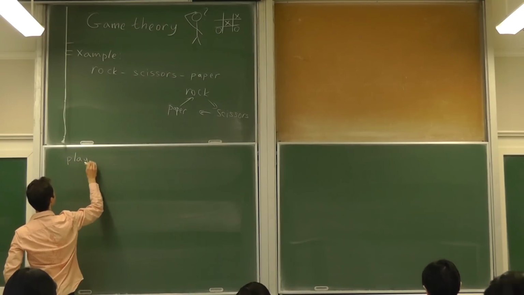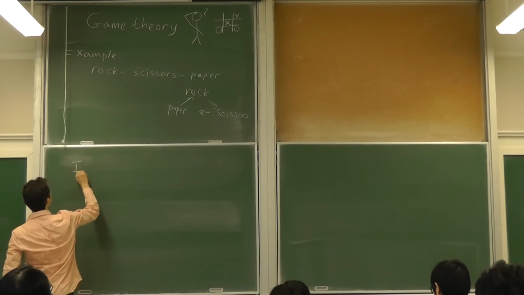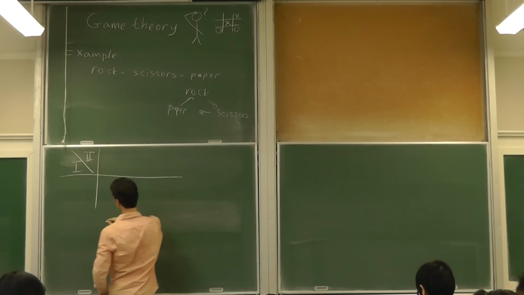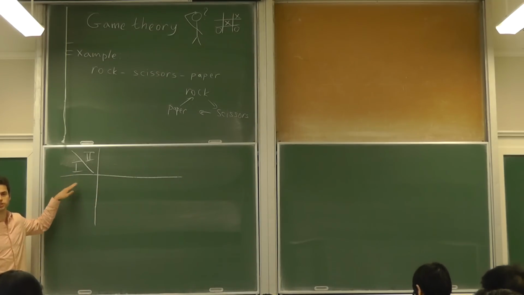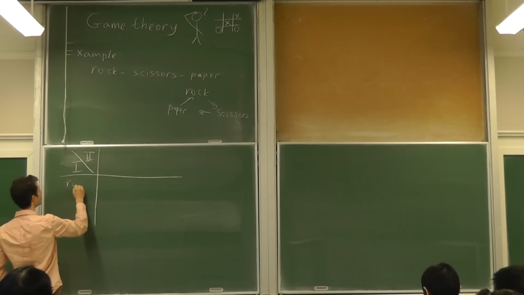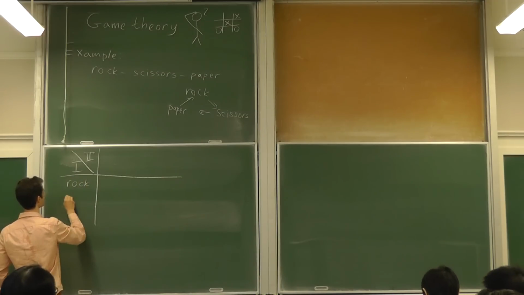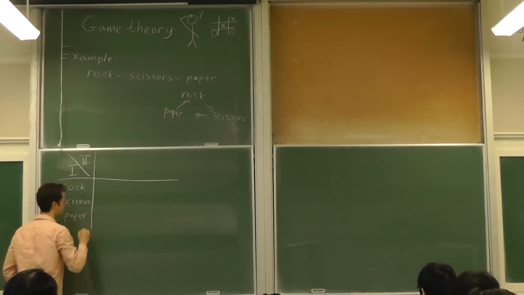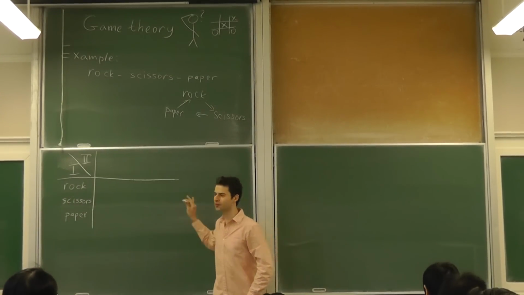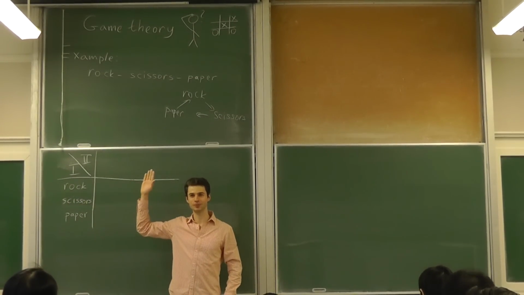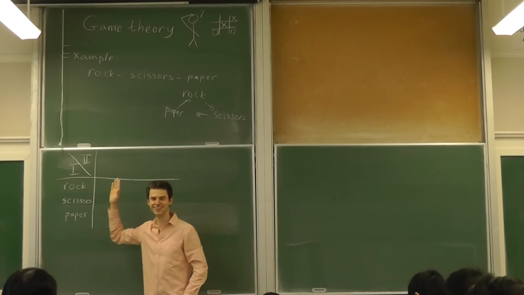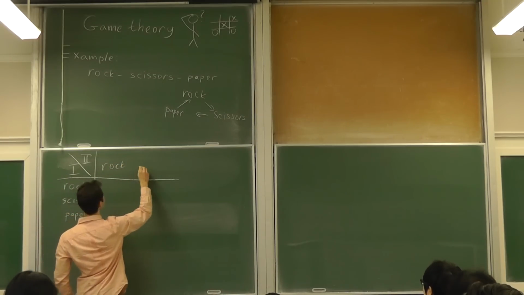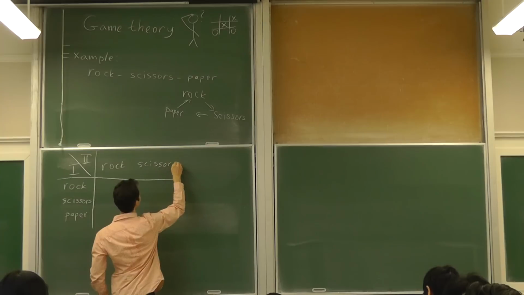So let's write a table which will list the outcome of the game according to the choices of each one of the players. So each player can choose rock, scissors, paper. Maybe before I continue, is there anyone who has not played this game ever? Okay. So the second player can choose the same options: rock, scissors, or paper.